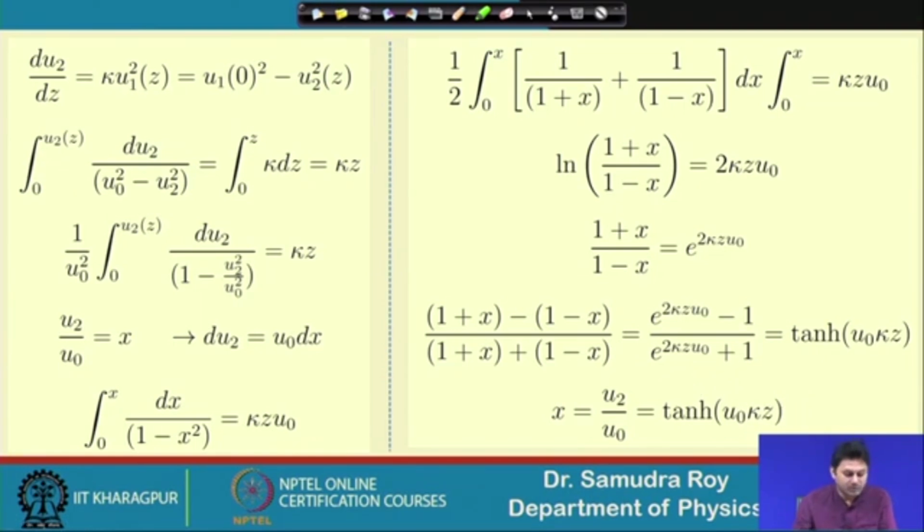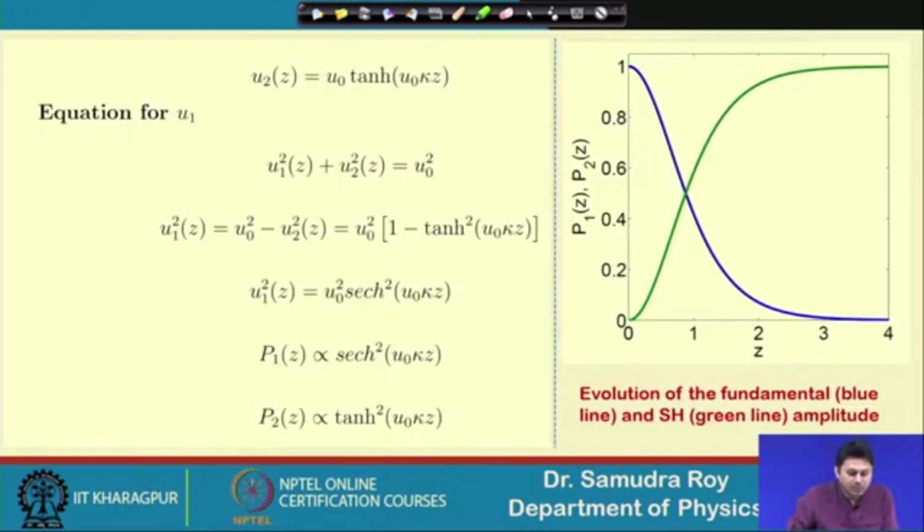So here my goal is to find out what is u 2, but u 2 is represented in terms of x. I figure out what is x. X is nothing but u 2 divided by u 0. So from here I can write that u 2 is nothing but u 0 multiplied by tan hyperbolic u 0 kappa z. So u 2 z, if I consider the realistic calculation, is changing as a function of tan hyperbolic.